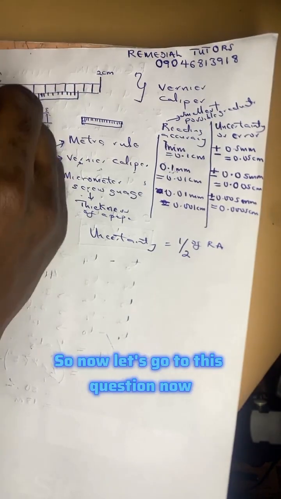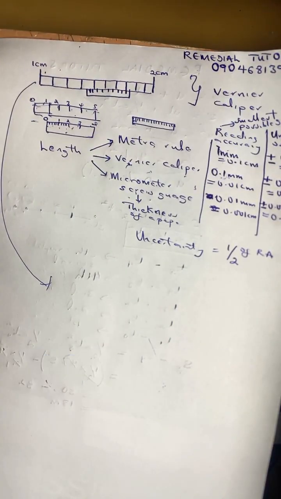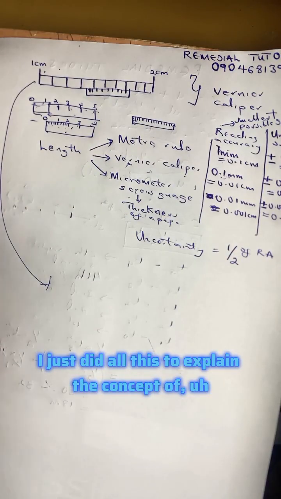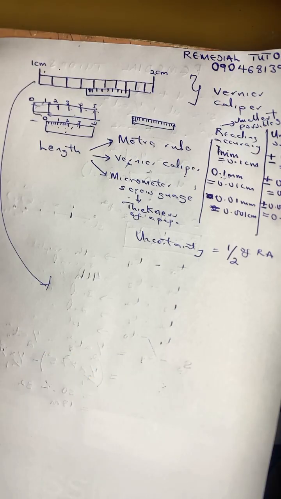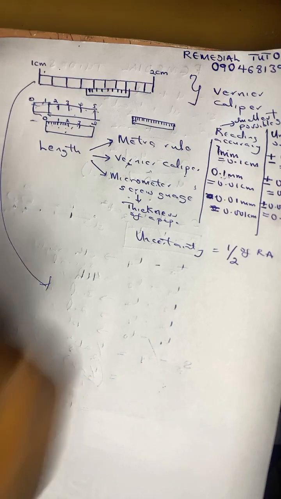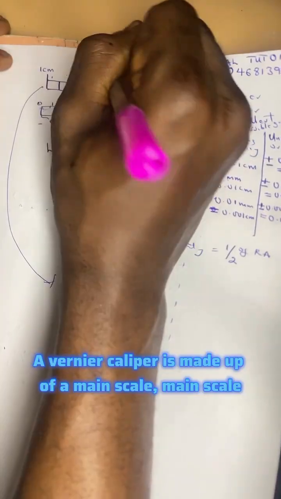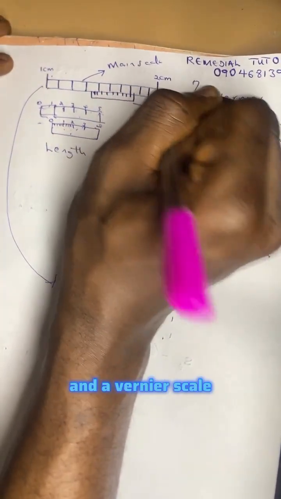So now let's go to this question. How do we actually solve this question? Because that's the reason why we are here. I just did all this to explain the concept of measurements using meter rule, vernier caliper, and micrometer screw gauge. So now, how do you measure this? This is a vernier caliper. A vernier caliper is made up of a main scale and a vernier scale.